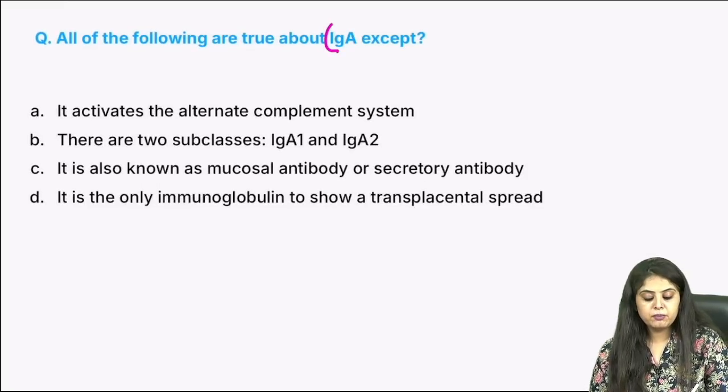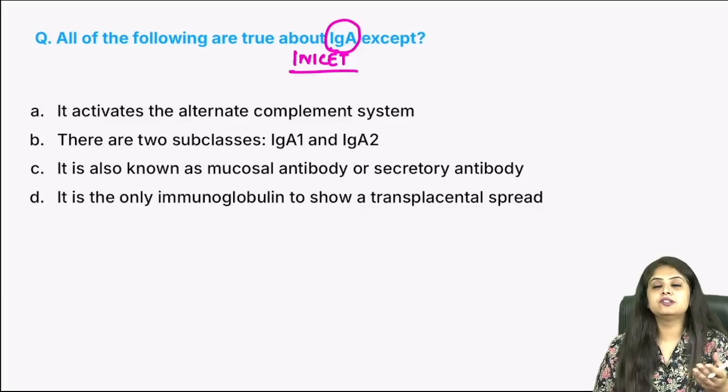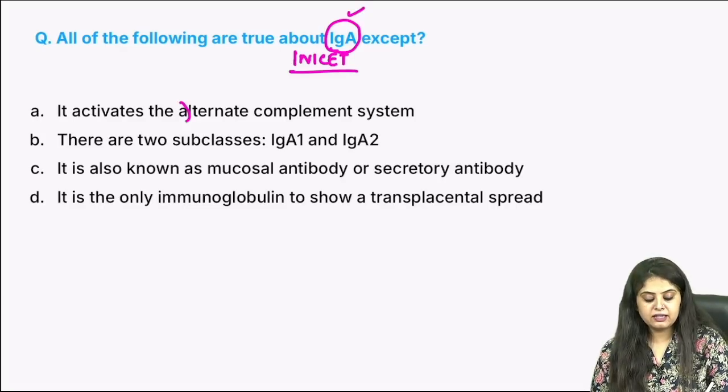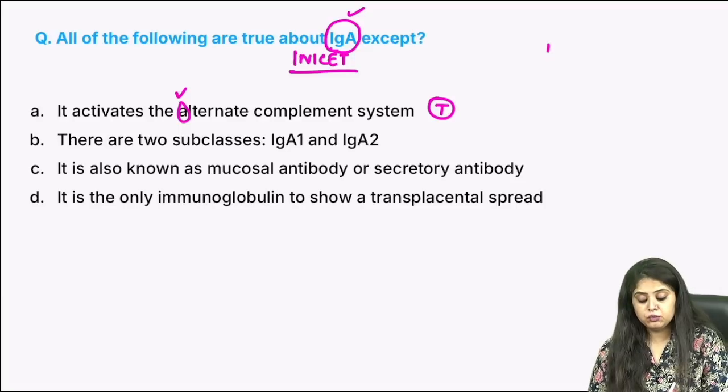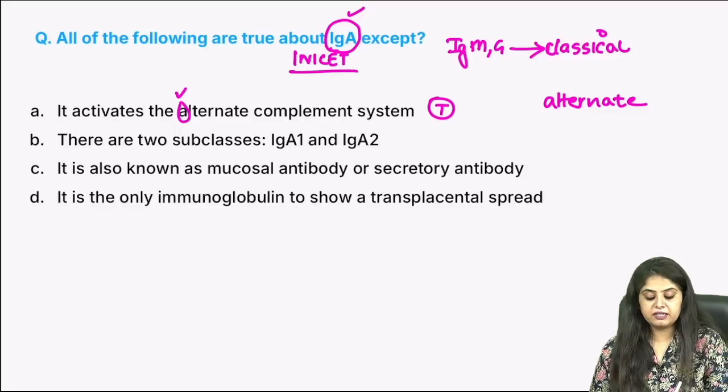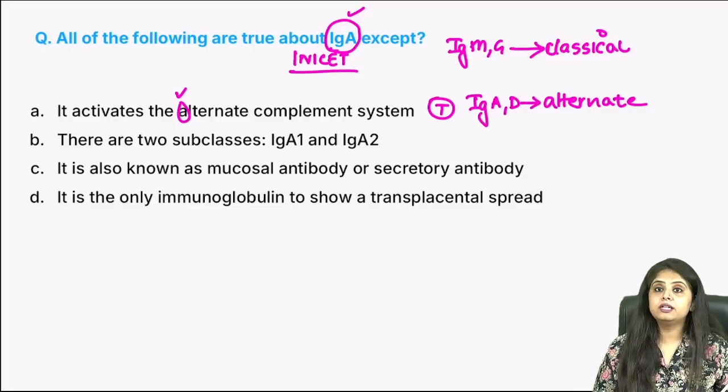All of the following are true about IgA, except. IgA was a recent INI-CET question, so I expect something related to this, probably in NEET and FMG also. So what is IgA? It is going to activate which complement pathway? The alternate complement pathway. Please note, there are actually three, but the two main complement pathways that you are asked in the exam are the classical complement pathway and the alternate complement pathway. IgM and IgG activate the classical complement pathway, and IgA is going to activate the alternate complement pathway.